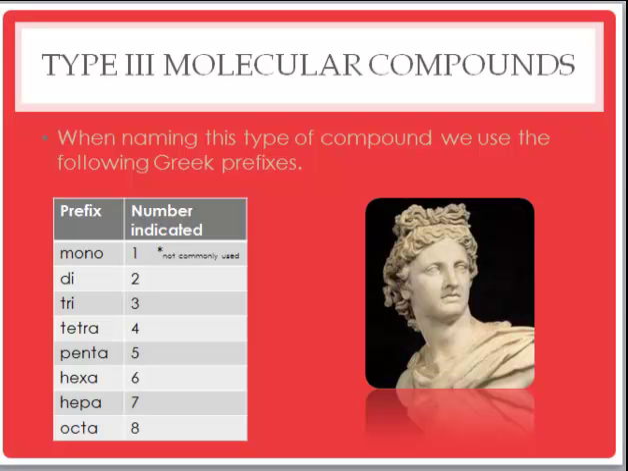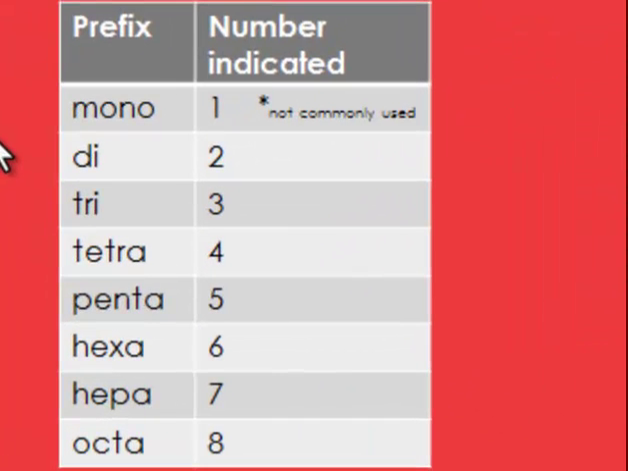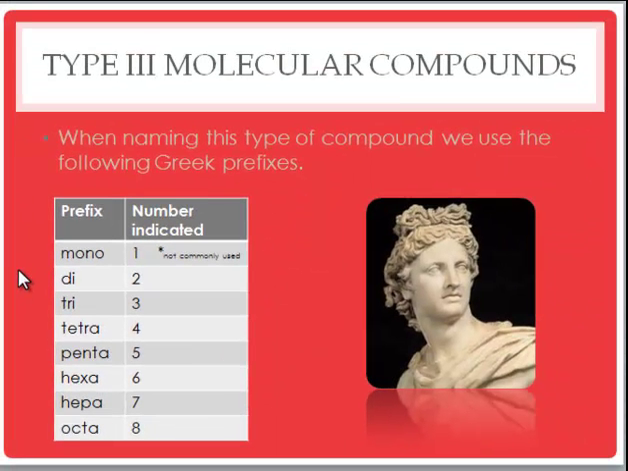How do we name these type of compounds? Well, we use the Greek prefixes to name the number of each type of atom. Mono for 1, di for 2, tri for 3, etc. We're going to use Greek prefixes. We're not concerned with ions or charges in this naming system, just naming each element and using a prefix to say how many of each we have.